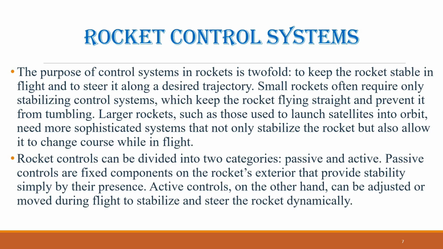Rocket controls can be divided into two categories: passive and active. Passive controls are fixed components on the rocket's exterior that provide stability simply by their presence. Active controls, on the other hand, can be adjusted or moved during flight to stabilize and steer the rocket dynamically. One of the earliest examples of passive rocket control comes from the Chinese fire arrow. These were simple rockets mounted on the ends of sticks. The stick functioned to keep the center of pressure behind the center of mass, which helped maintain stability.